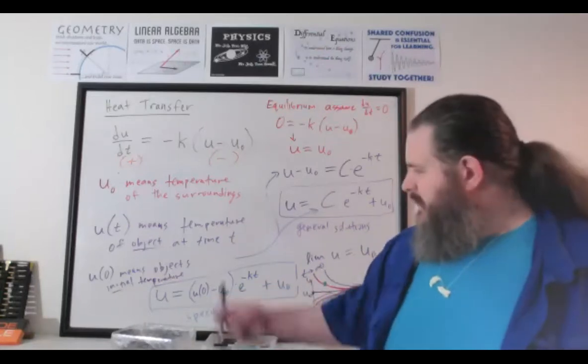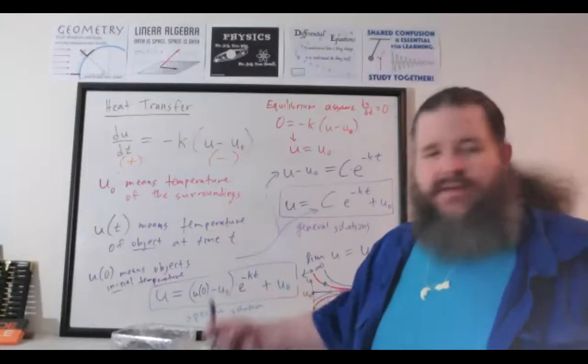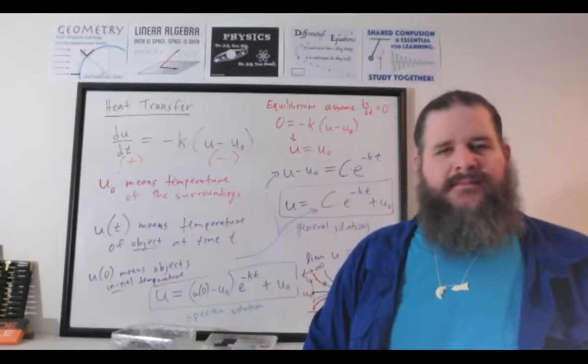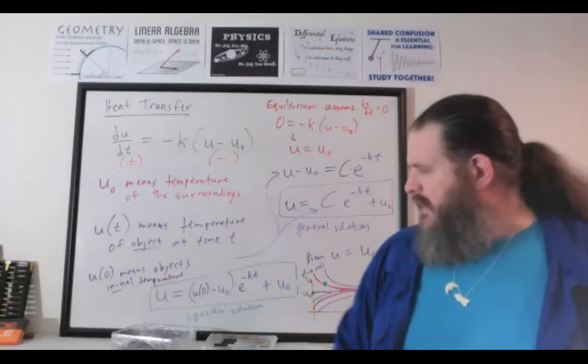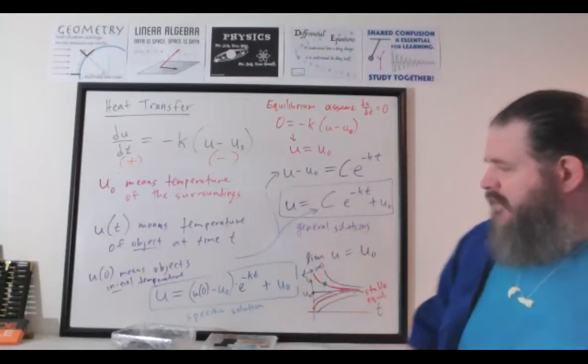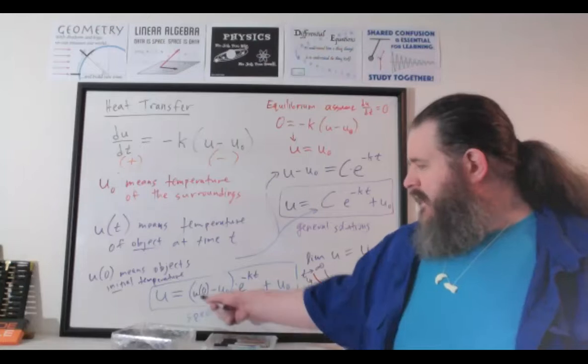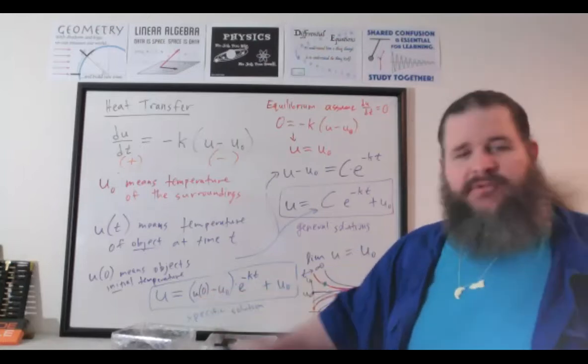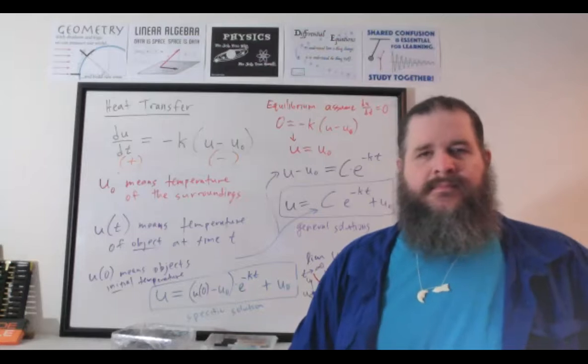But if we don't know the surrounding temperature either, then we can't really say much about whether it's increasing or decreasing. I see. Because the important thing in terms of whether it's decreasing towards an asymptote or increasing towards an asymptote is whether the initial temperature of the object is hotter or colder than the temperature of the surroundings. I got it. Okay. Thank you.